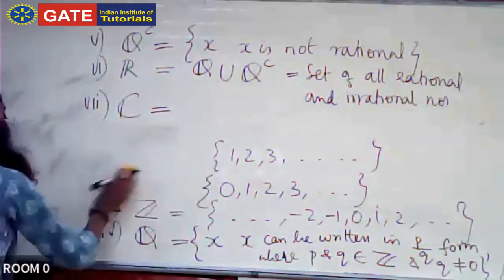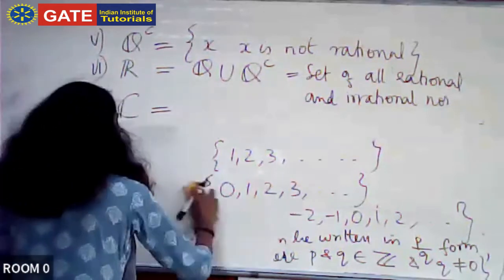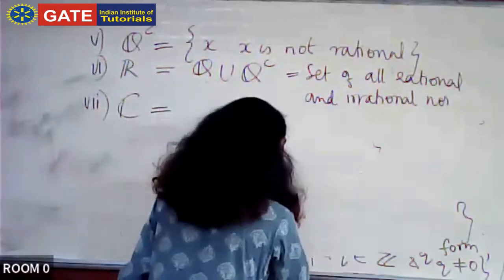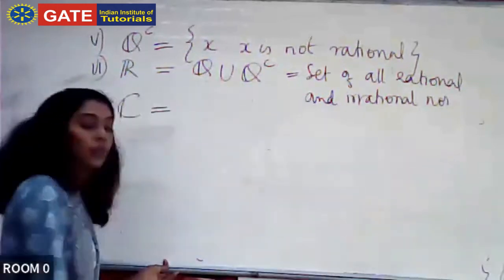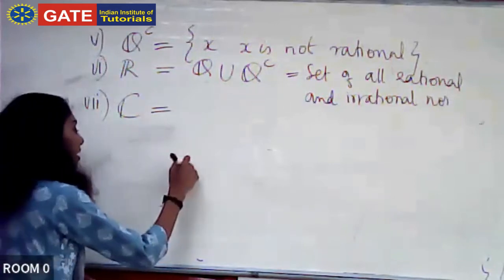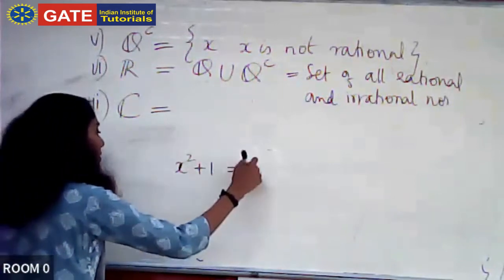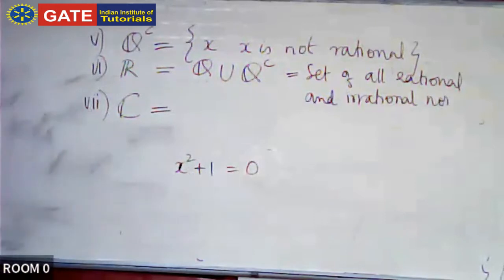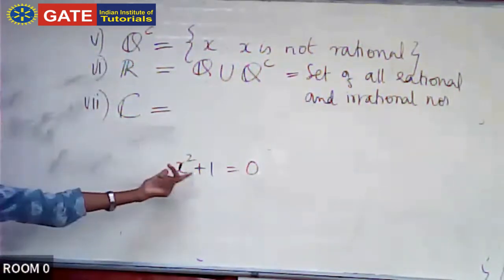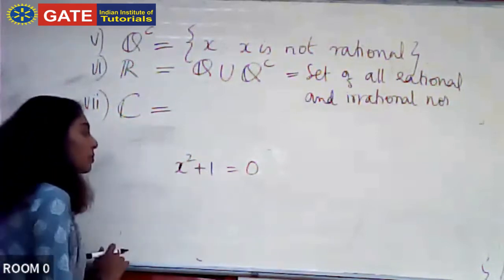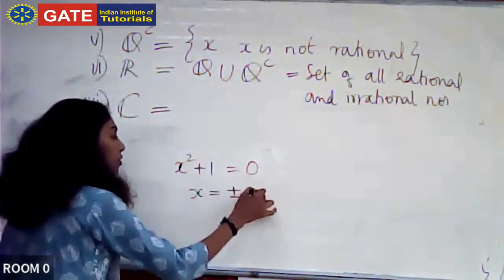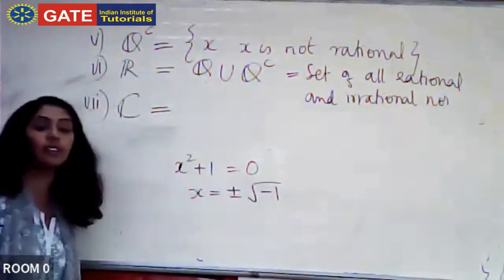Why did the scientists introduce the set of complex numbers? They were stuck with some equations like x square plus 1 equal to 0. When they searched for the solution, they could not find it in the set of real numbers. Okay, what is the solution to this? x square plus 1 equal to 0. So x will be plus or minus root of minus 1.